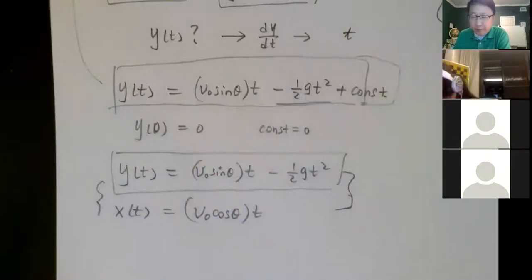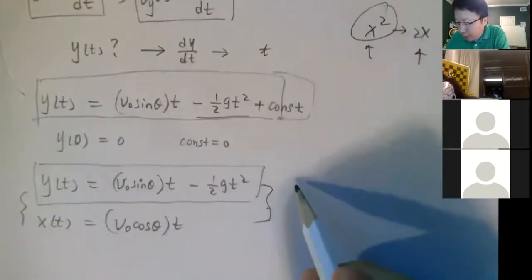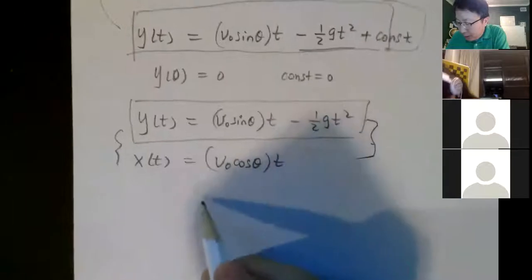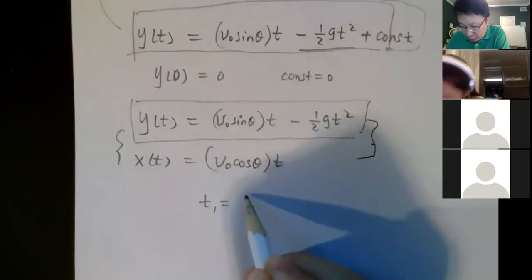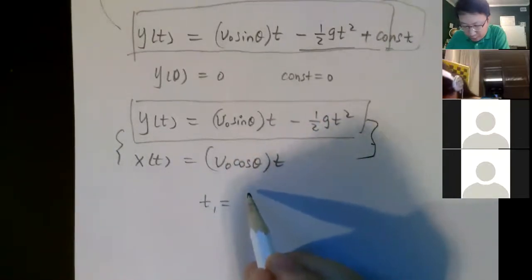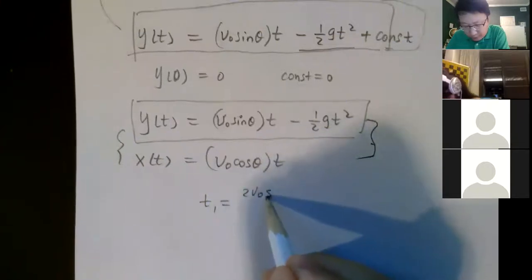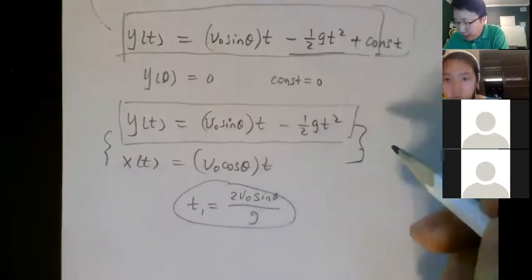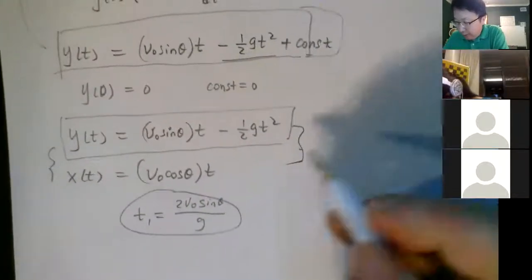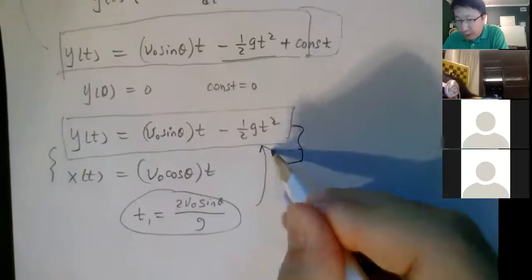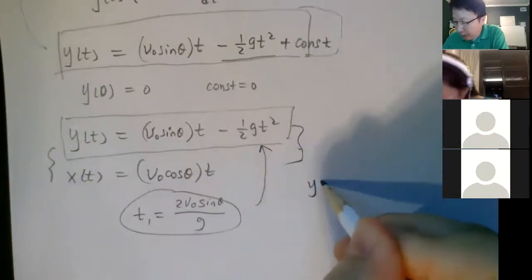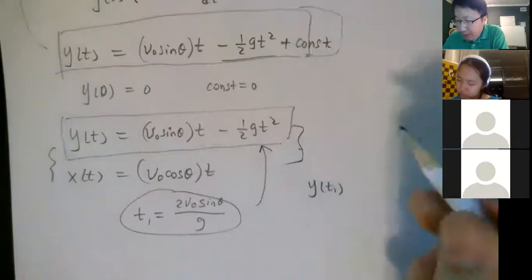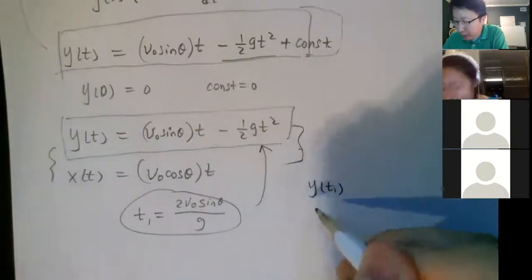Any time location. And since we already know that when t1 equals 2v0 sine theta over g, the ball hits the top of the curve. If you put this back here, then you can get y at t1, meaning at the top of the curve, what is the height?